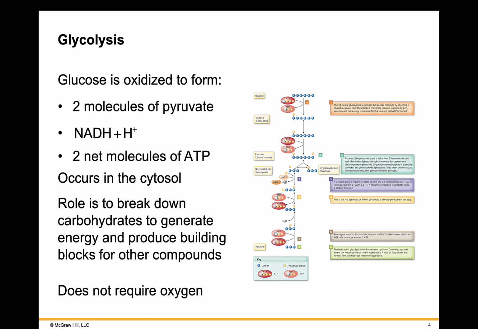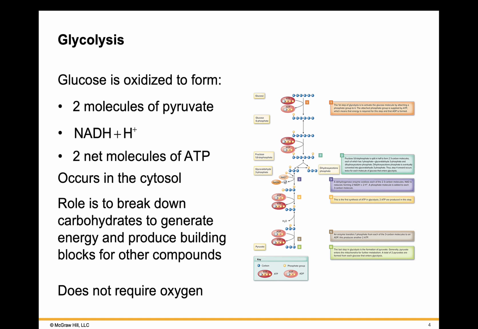There is a net production of 2 ATP. That's also important to remember here, okay? And so this is the beginning of energy generation. Now, the important thing to remember here is this process of glycolysis occurs within the cytosol. And the role here is basically to break down carbohydrates to generate energy and produce building blocks for other compounds.